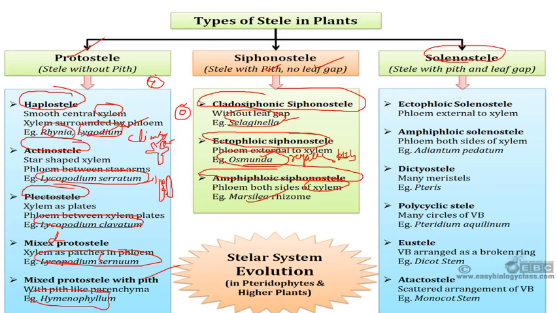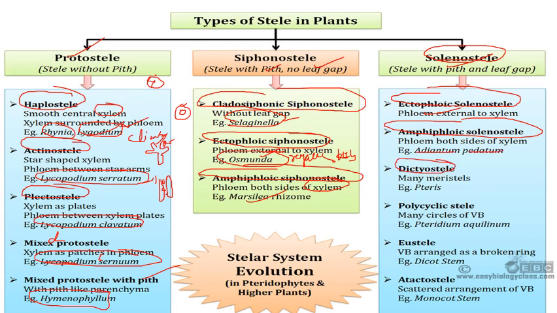Then we have solenostele. Solenostele means जिसमें leaf gap भी present होता है और pith भी present होती है. First category is ectophloic solenostele, means phloem is external to xylem. The next comes amphiphloic solenostele. Here phloem is present on both sides of xylem. We have this genus that is called Adiantum pedatum.